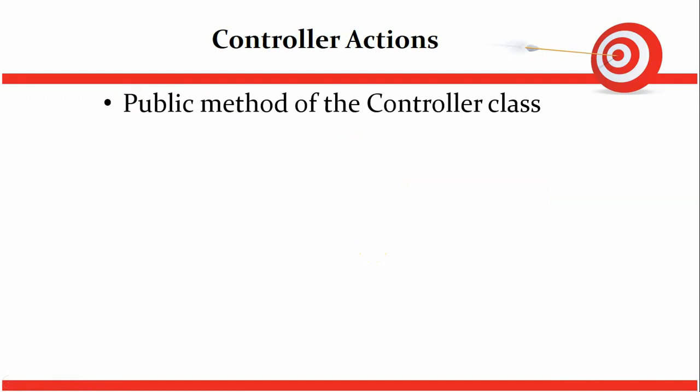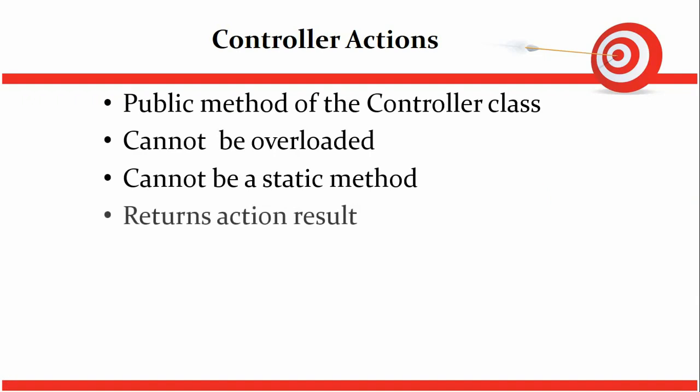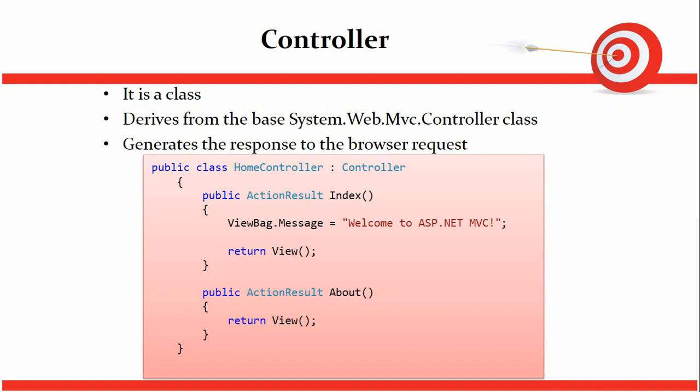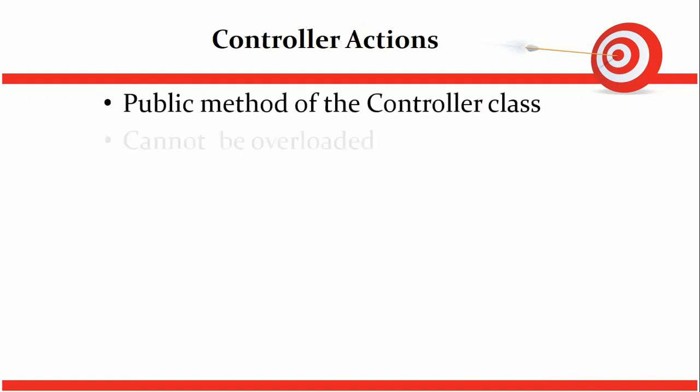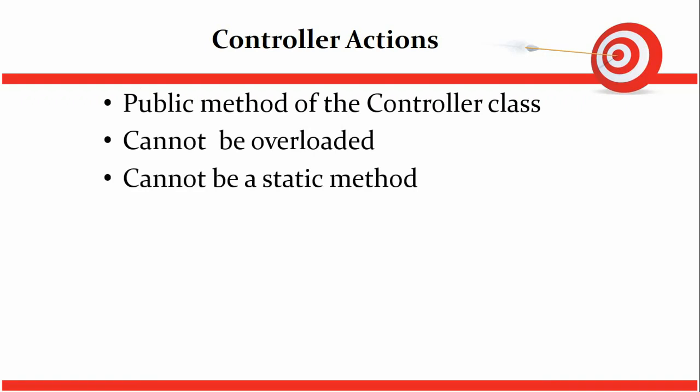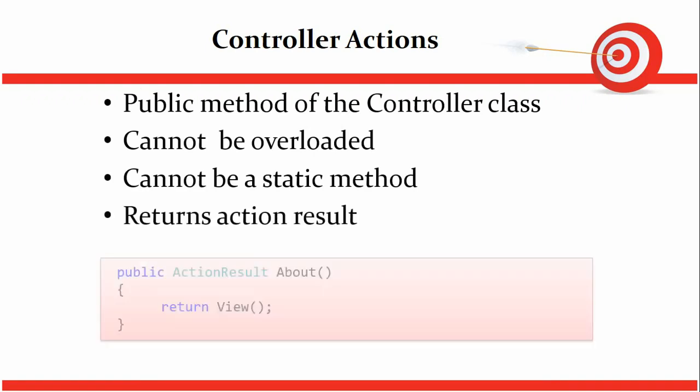So what is the work of a controller? Public methods of the controller class cannot be overloaded, and cannot be static methods. They return ActionResult. You've already seen the output and the code I've shown you. These methods cannot be overloaded, you cannot use different constructors, it cannot be a static method, and it must return an ActionResult.